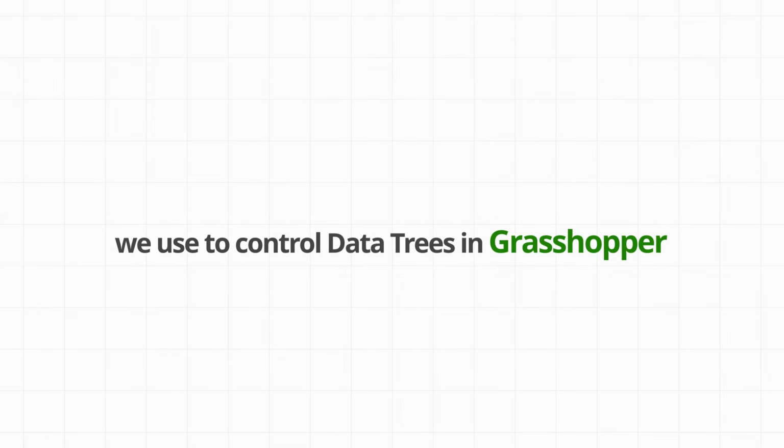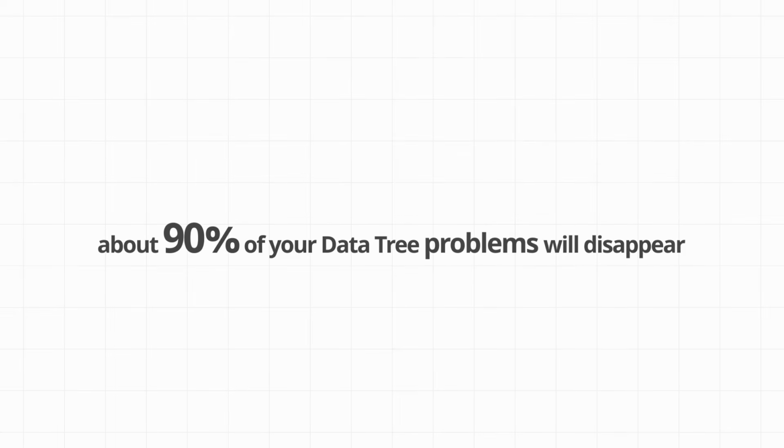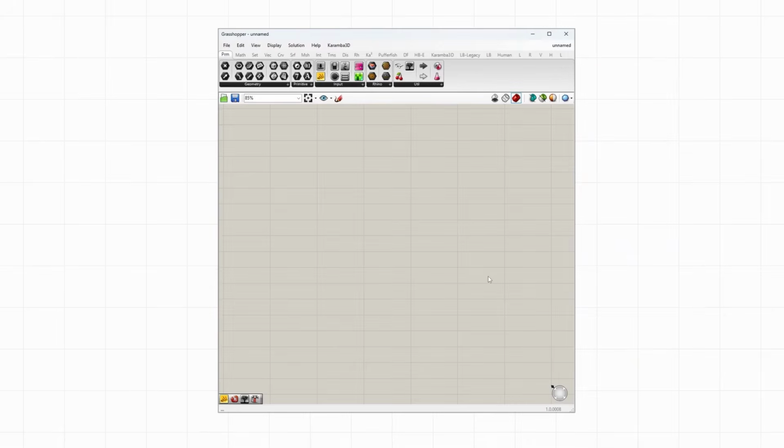Now it's time to move on to the most important tools we use to control data trees in Grasshopper. If you understand these components correctly, about 90% of your data tree problems will disappear. Graft. The first, and probably the most commonly used component, is Graft. So, what does Graft actually do?